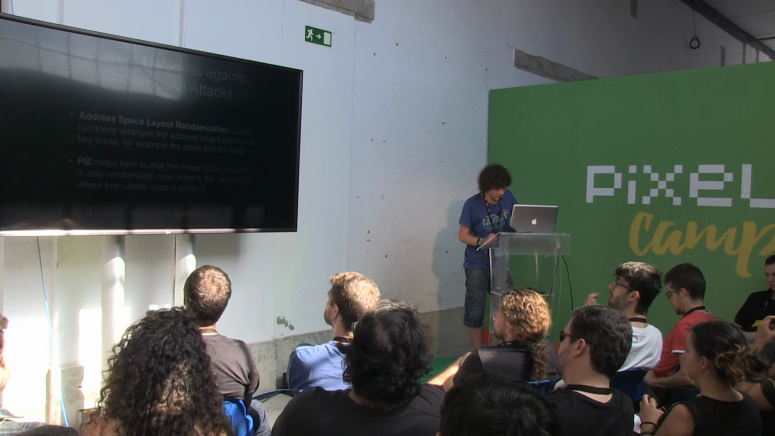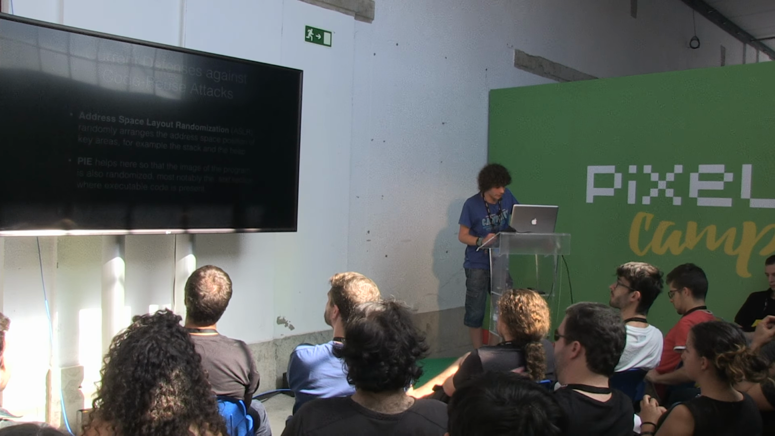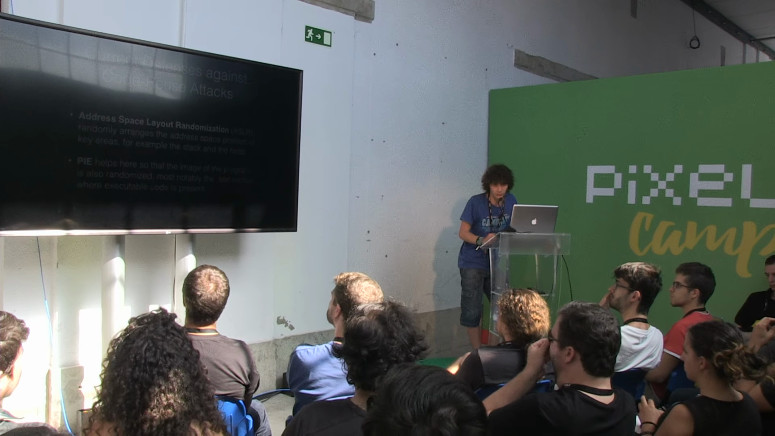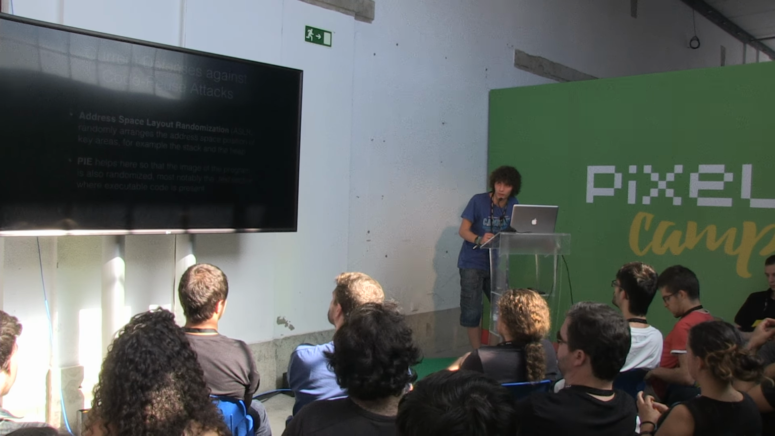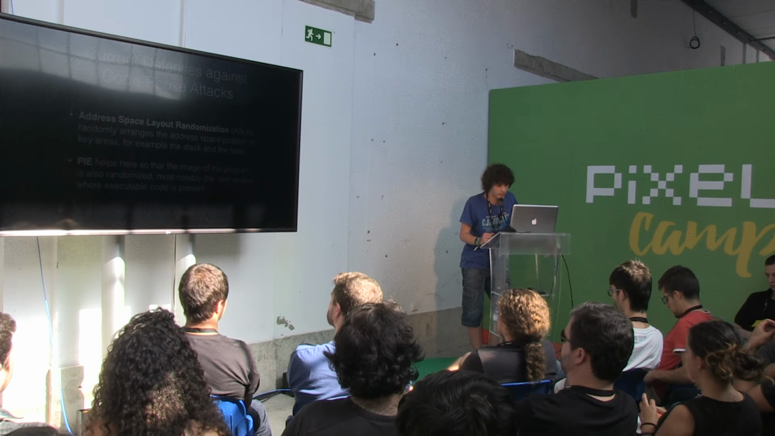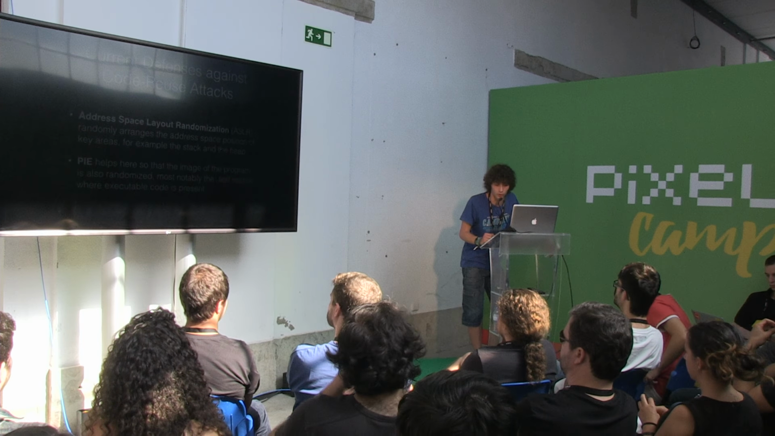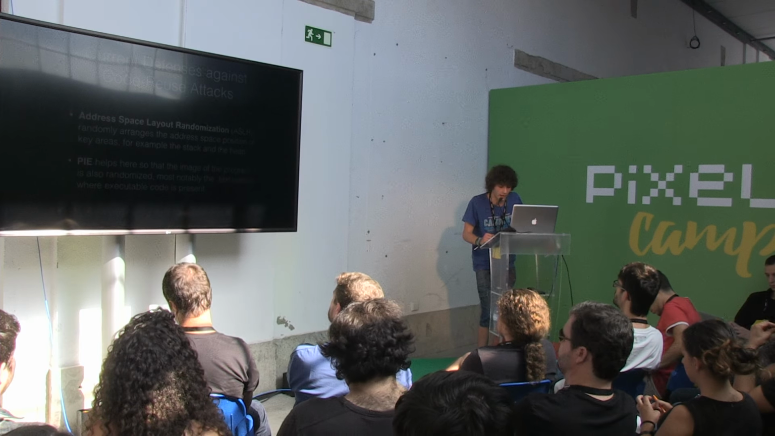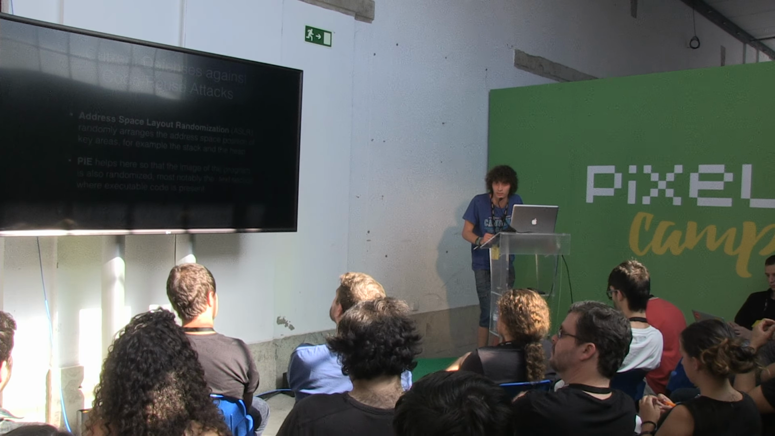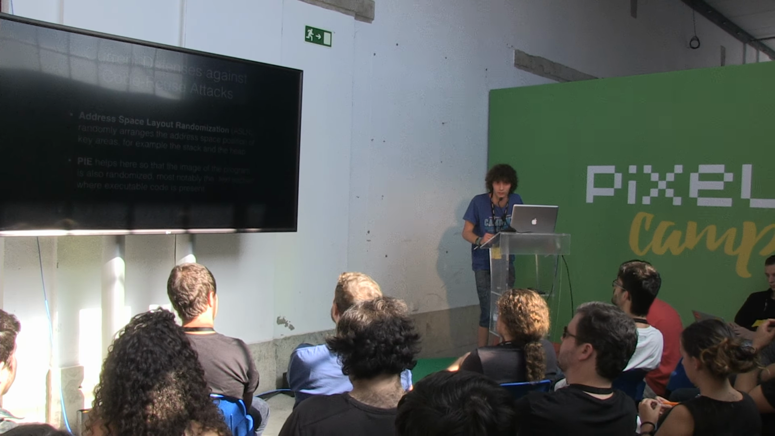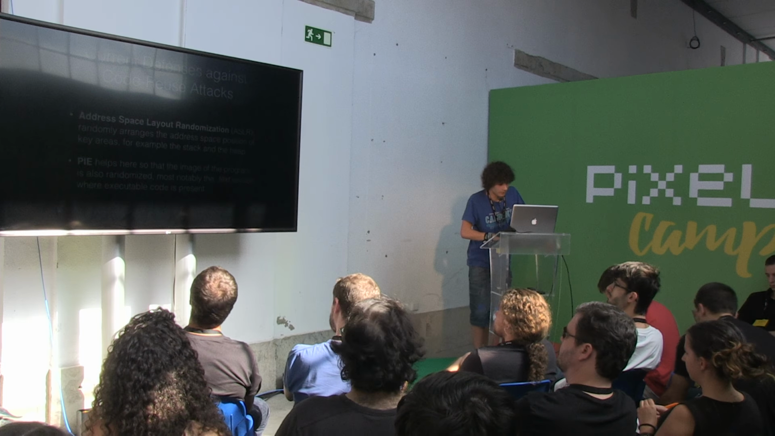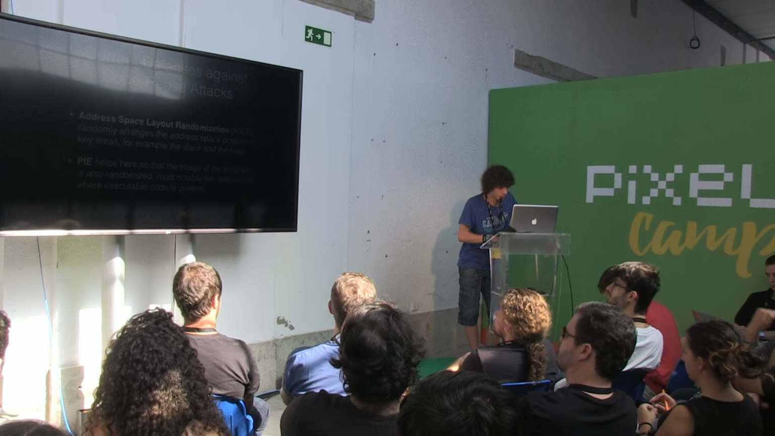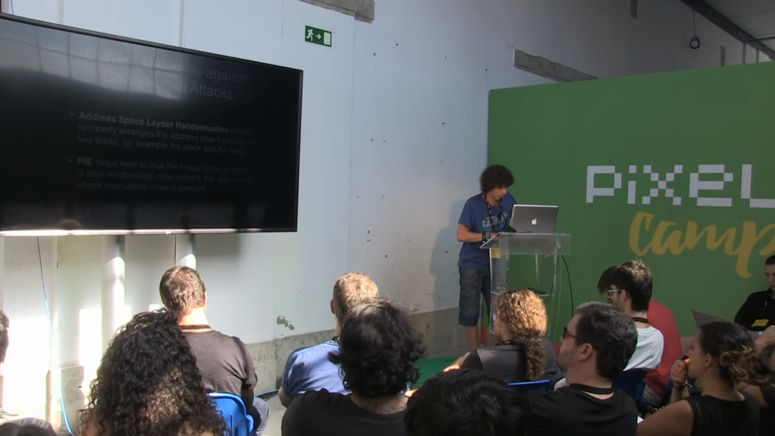And PIE helps here so that the image of the program is also randomized. By default, if you compile a program with GCC and it says that you have full ASLR, that's not true, because the text segment of your program is not randomized, and obviously it contains executable code and you can return into it and execute arbitrary computations. So PIE helps here, so it also randomizes the text section.